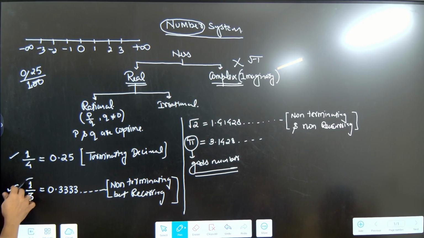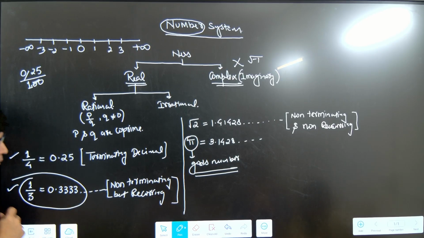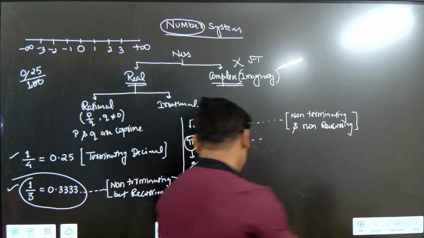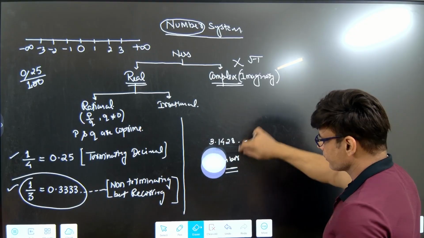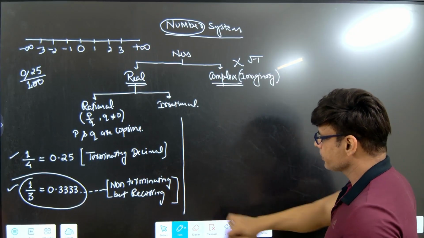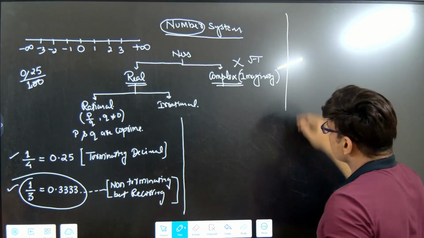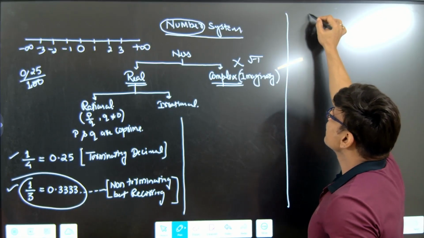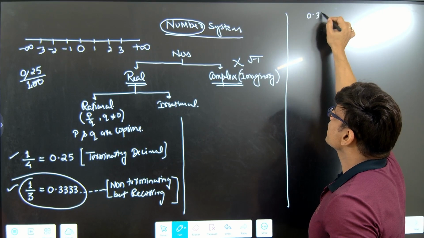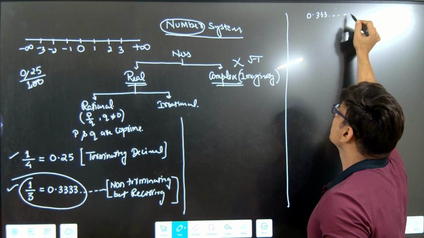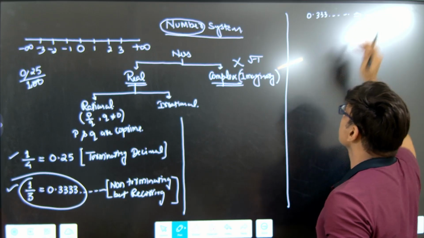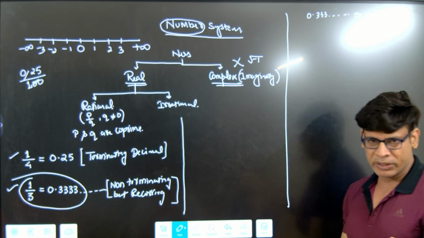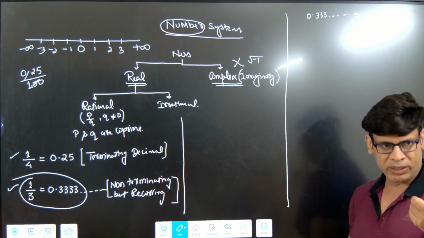But there is a method. What is that? First, let's say you have 0.333. You can also rewrite this number as 0.3 bar. 3 bar means one particular digit is repeating itself, right? So write a bar over that particular digit.